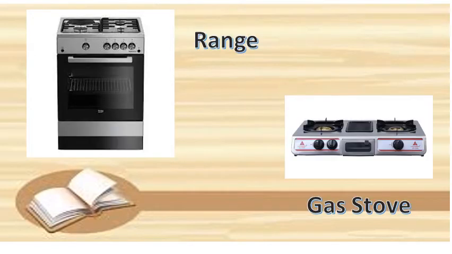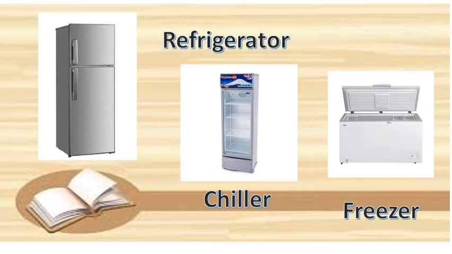Then as we cook, we have the range and the gas stove. What's the difference between the two? The gas range might consist of the burner and the oven. The other one is just a simple burner, 2 gas burners. We have the gas stove. And then we try to keep our ingredients to make them last, so we have the refrigerator. Some households use the chiller, and the other one is the freezer.